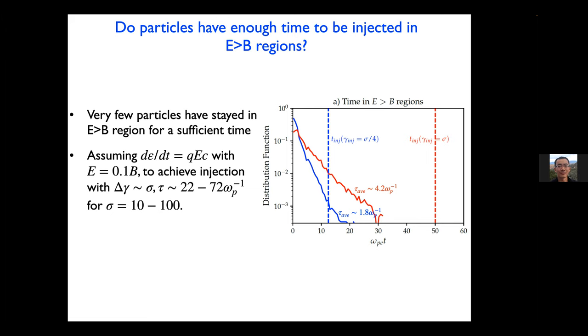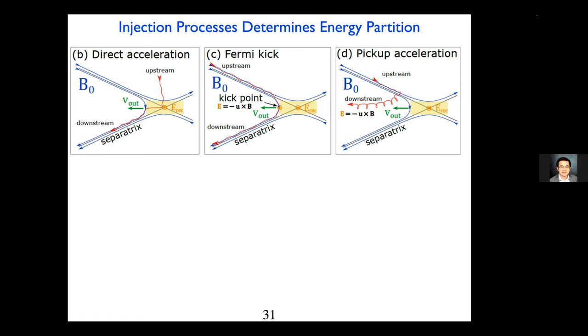Actually, the horizontal axis should be the energy, the gamma. And this vertical line is the time you actually need to achieve the injection. Basically, the energy of the particle needs to be a fraction of sigma. So what I find is that very, very few of the particles will have sufficient time to reach the injection singly by the E larger than B regions. And we are also writing a few papers to clarify this more. That's the last topic I want to, sorry.